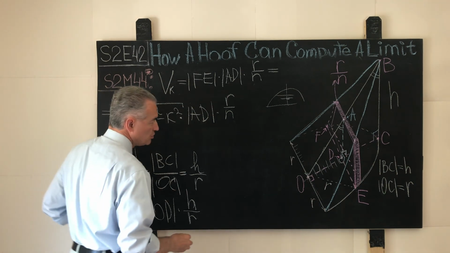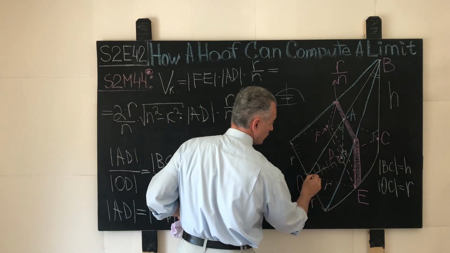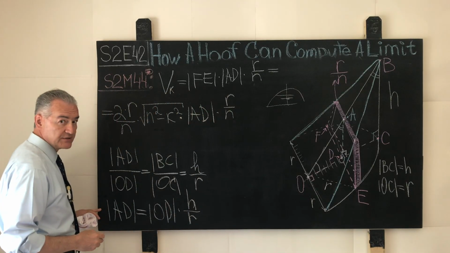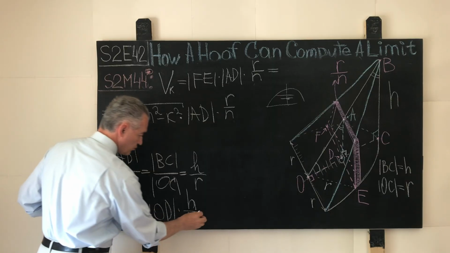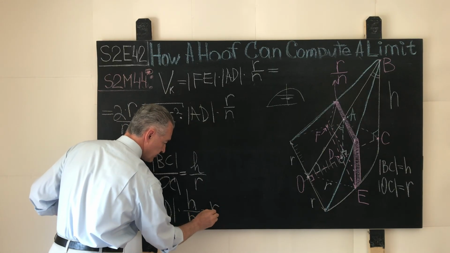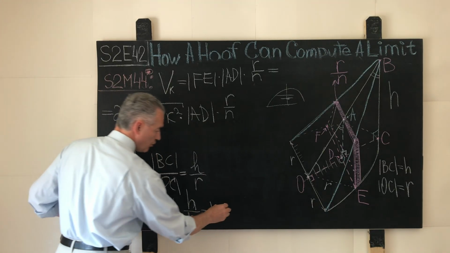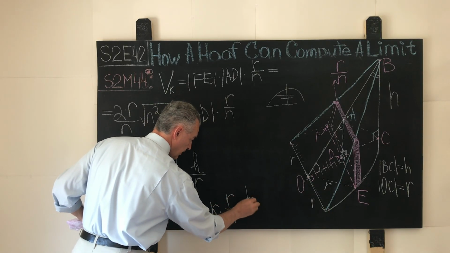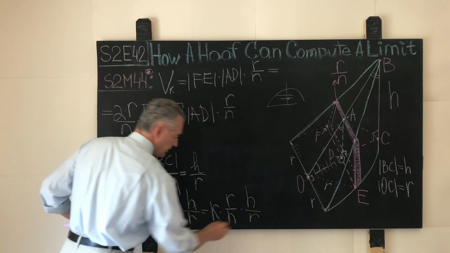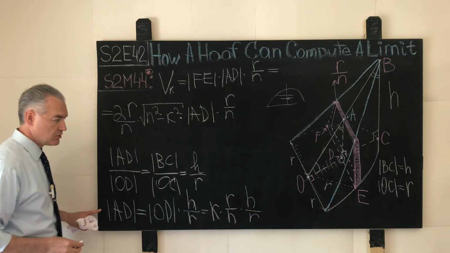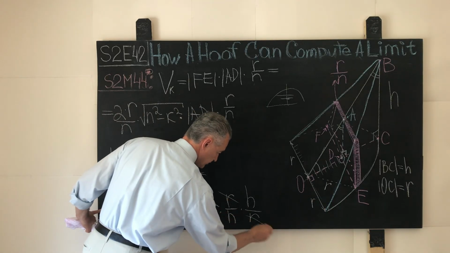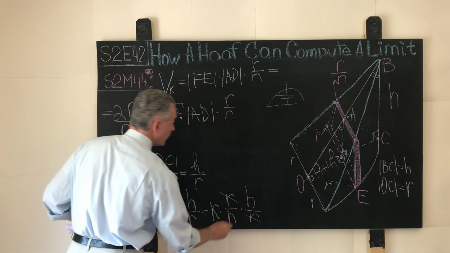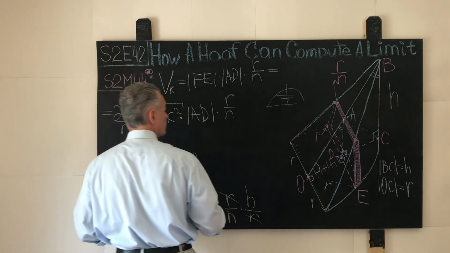But the distance OD, we already know what that distance is. That distance OD is what? K copies of R over N, times H over R. Again, observe the miracle of cancellations. We have R canceled. And now what do we collect? K, H over N.